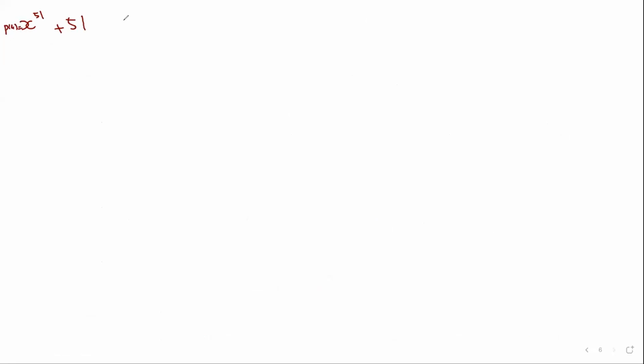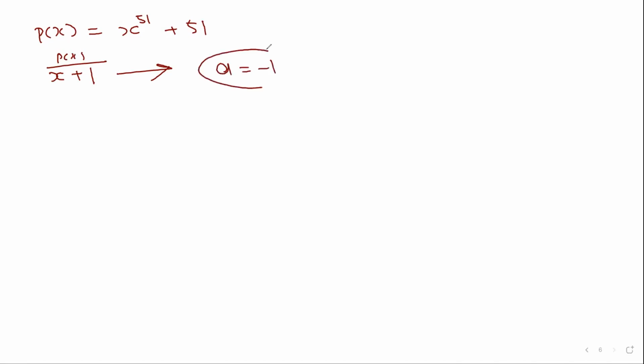Okay. P of x is equal to x to the power 51 plus 51. And my monomial was x plus 1. So from here we are saying that my a is equal to -1, right? Now we have to find out the remainder.